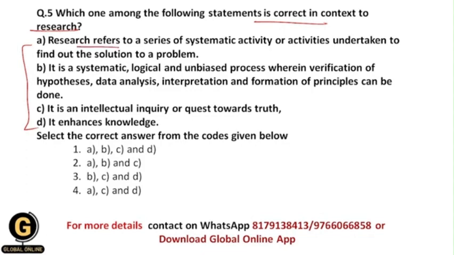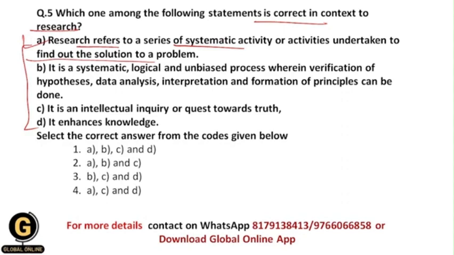Research refers to a series of systematic activity or activities undertaken to find out the solution to a problem. So this is really very easy, and we have seen a lot of times what exactly research is. So research is a systematic activity, because here we follow the scientific procedure and we do the research because we want the solution to our problem, and that's why the first statement is correct in context to research.